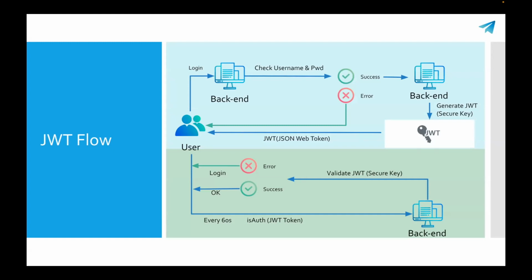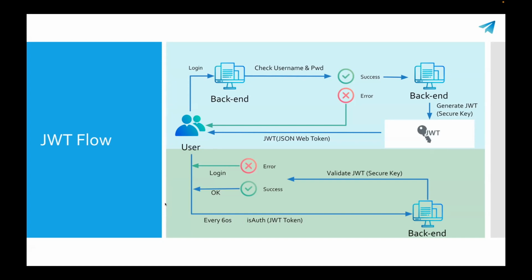There are two parts about this. The first part is log in and get a JWT token from the backend program. The second part is to validate the JWT token every 60 seconds. You can see that in this picture, firstly, the user needs to log in with the username and password. If that's not correct, he will be asked to log in again. If that's correct, the backend program will generate a JWT token.